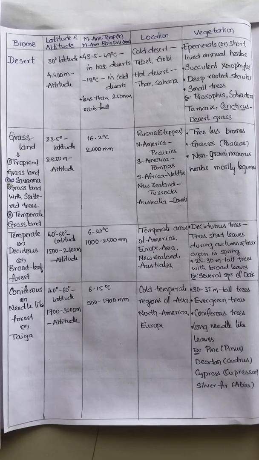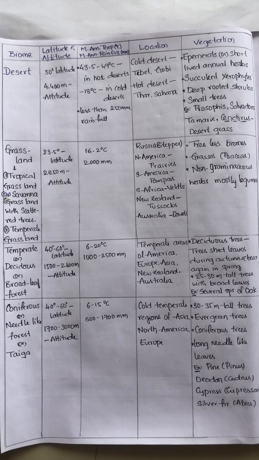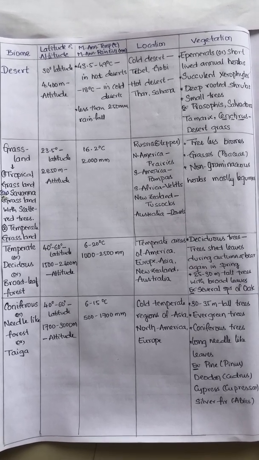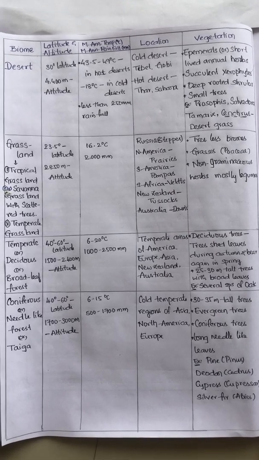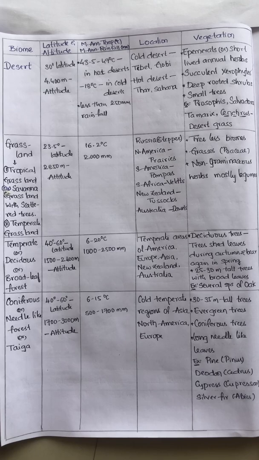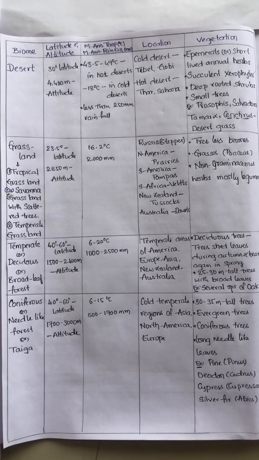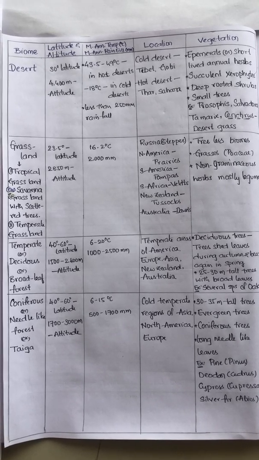And the third category of plants you can see in desert is deep rooted shrubs and small trees like Prosopis and Salvadora, etc. Whereas the most important point you need to understand, here I underline that point also: Saccharum is a desert grass. Please remember, this is a very important point.